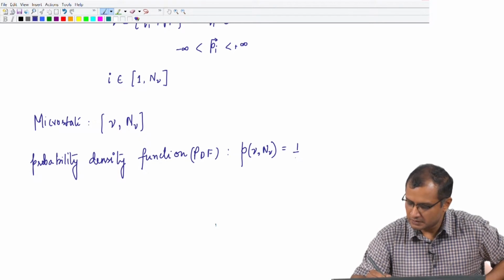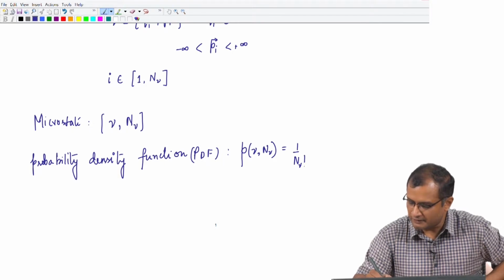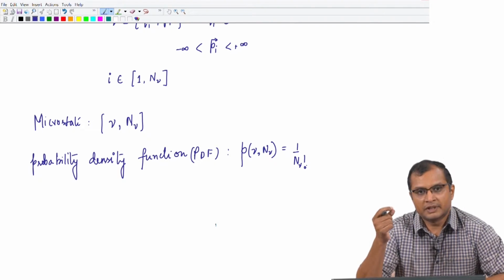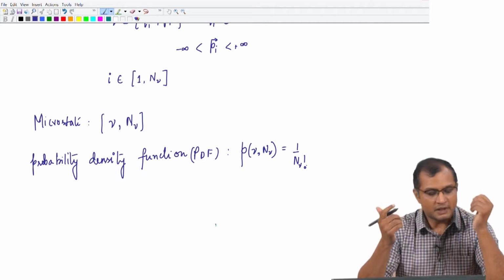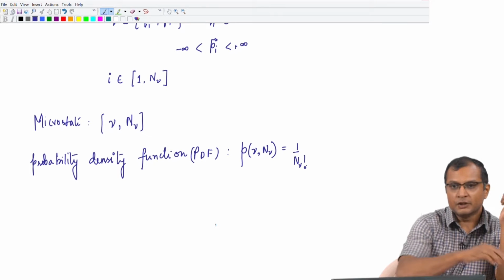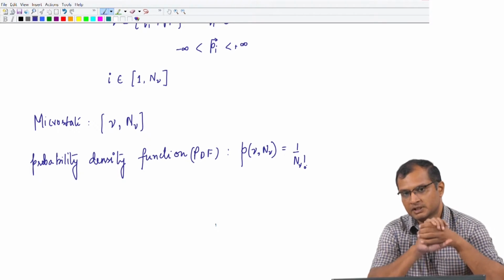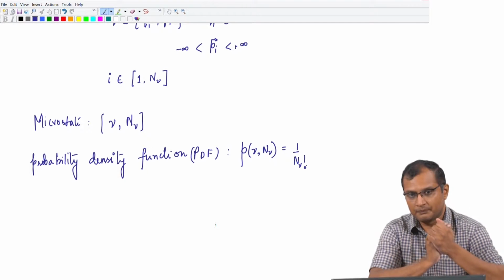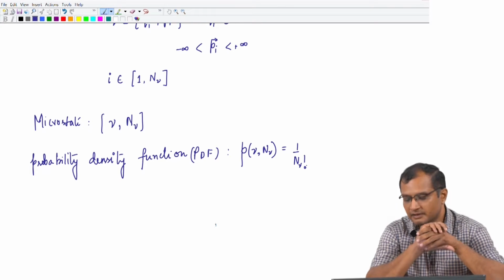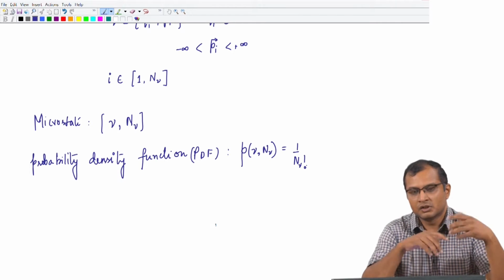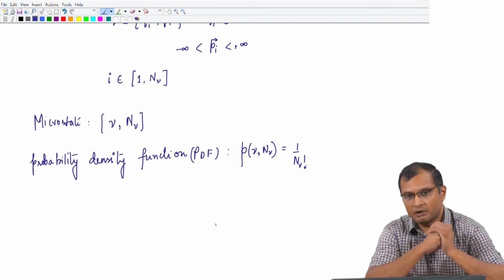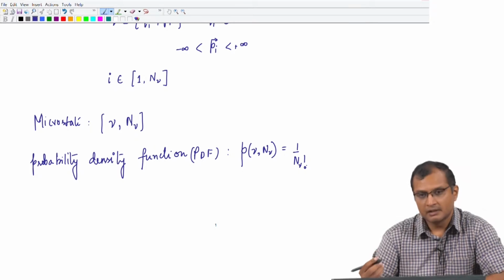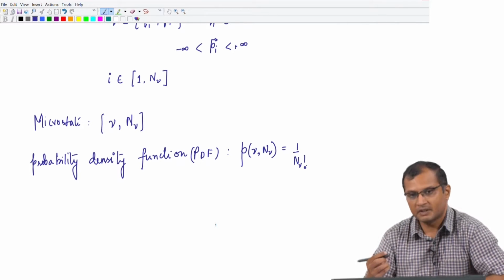It is basically 1 upon N_nu factorial. This is to accommodate the fact that for each microstate which has N_nu particles, there are precisely N_nu factorial permutations which are absolutely identical because the particles are indistinguishable. So, one has to divide this by N_nu factorial so as to avoid overcounting of the microstates. So, this factorial N reminds us of this overcounting that we have to avoid.